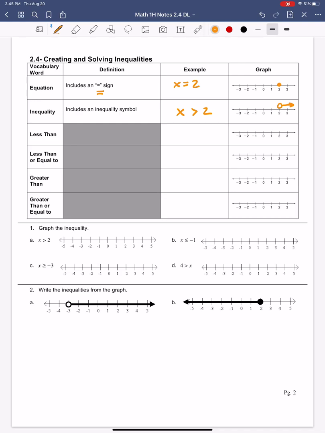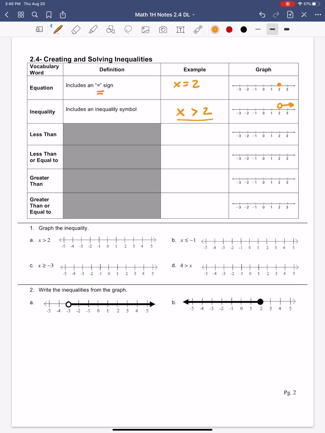Hey, and the important distinction here between equation and inequality is that an equation usually has one solution. Most of the ones that you see have one solution, whereas an inequality has a group of solutions, right? 3, 4, 5, all those would be solutions to this one that we just talked about.